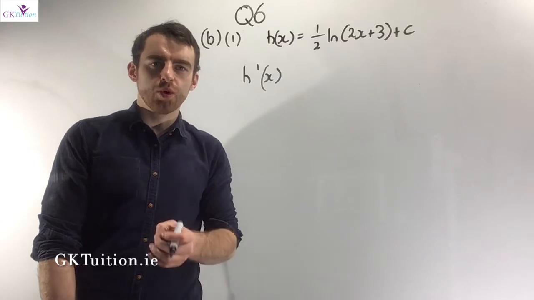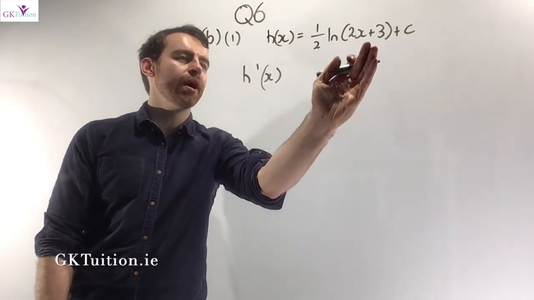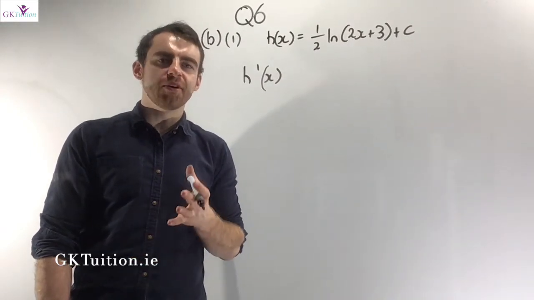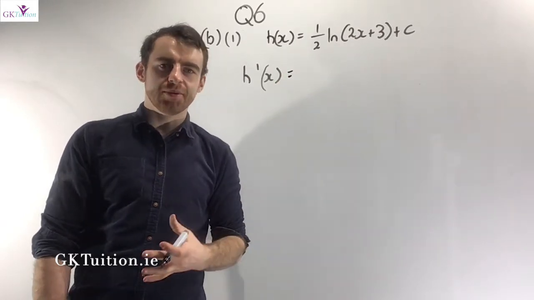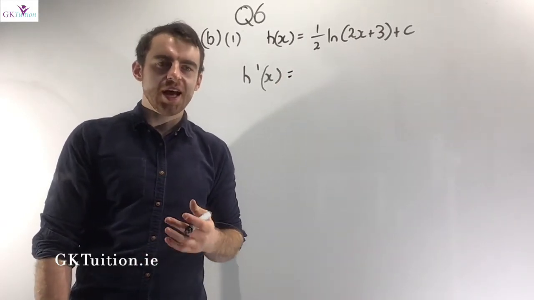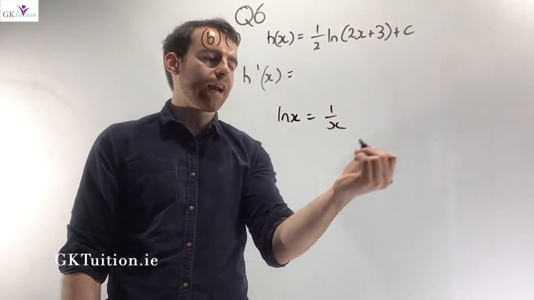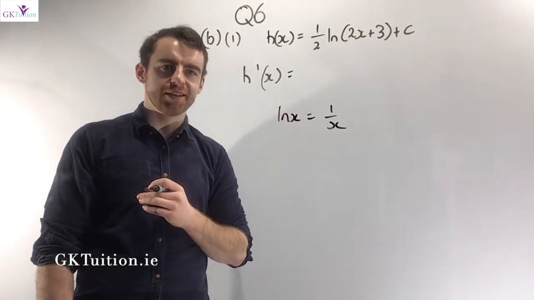In B part 1 of this question, we're told that h(x) is ½ ln(2x + 3) + c, where c is a constant, and we're asked to find the derivative of h(x). So you should go to your maths tables, to the page on differentiation, and it tells us that the derivative of ln x is equal to 1 over x. That's the rule we're going to use in order to differentiate this.